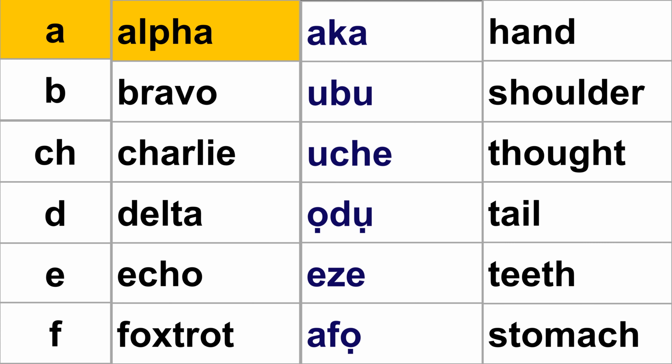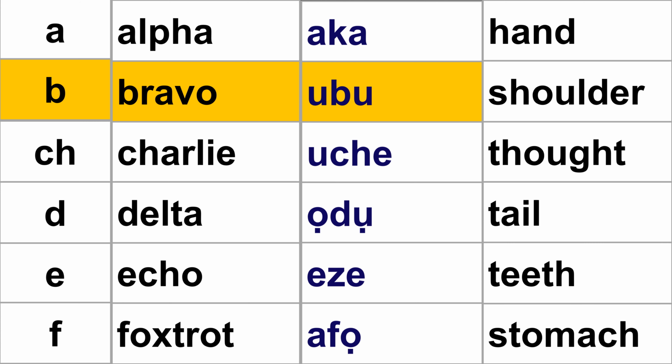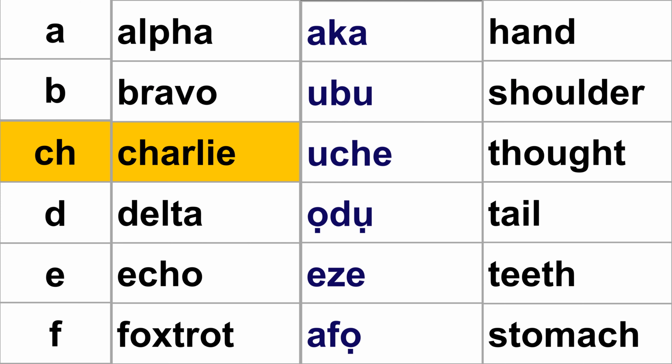Alpha. Aka. Aka is hand. B. Bravo. Ubu. Ubu is shoulder. Che, Charlie. Uche. Uche is thought.